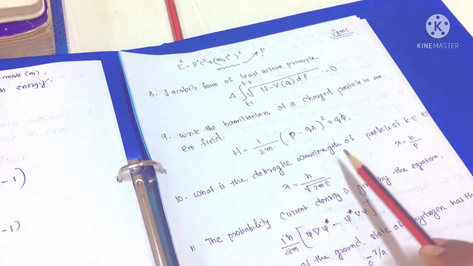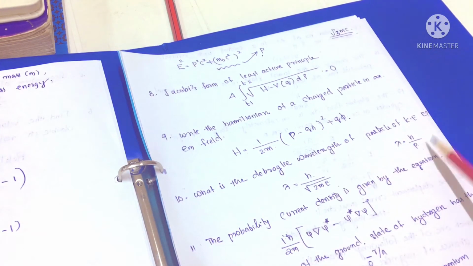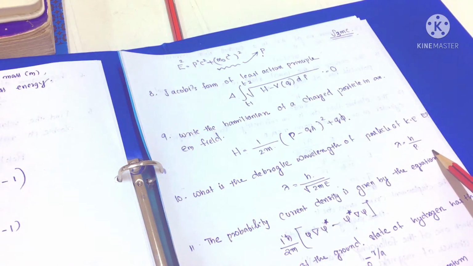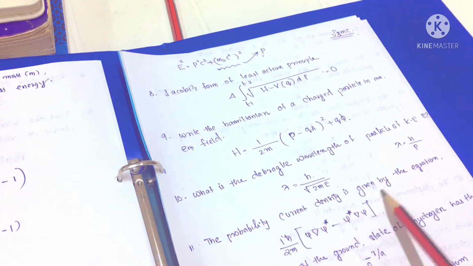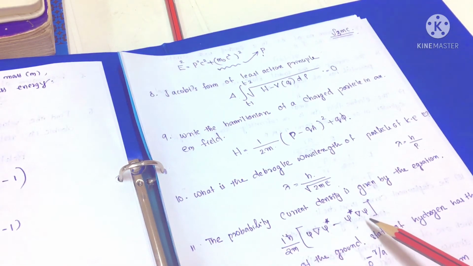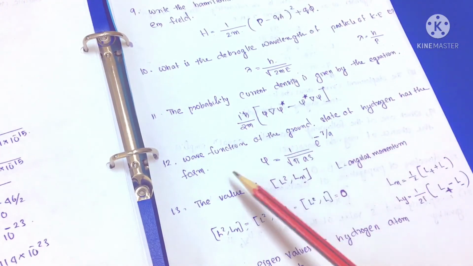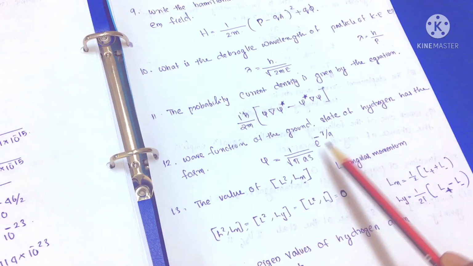Next, ninth question is also on Hamiltonians. Write the Hamiltonian of a charged particle in an electromagnetic field: 1 by 2m (p minus qA) the whole square plus q phi. This question I solved, but this is the basic equation. It is in all classical mechanics textbooks.